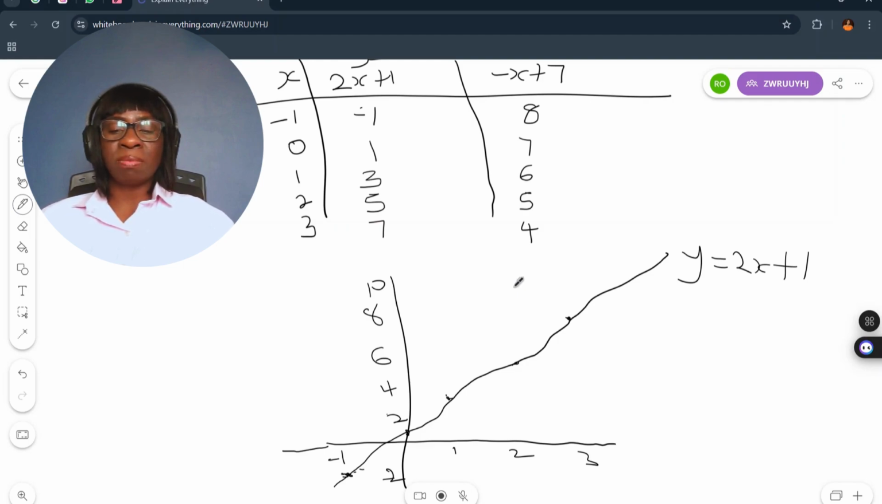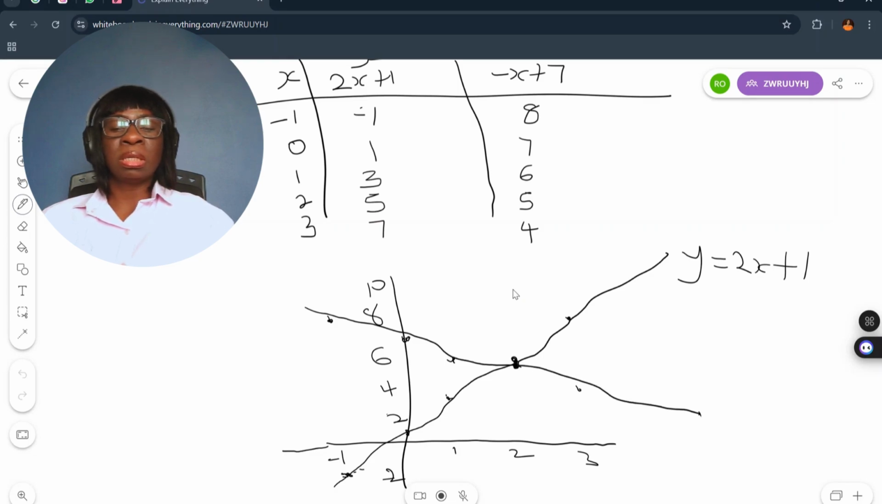So when x is minus 1, y is 8. That will be here. When x is 0, y is 7, so (0, 7). When x is 1, y is 6. That will be here. When x is 2, y is 5. That will be here. You can see the point where they are meeting now. And when x is 3, y is 4. This one will be here. Now we join the points together.